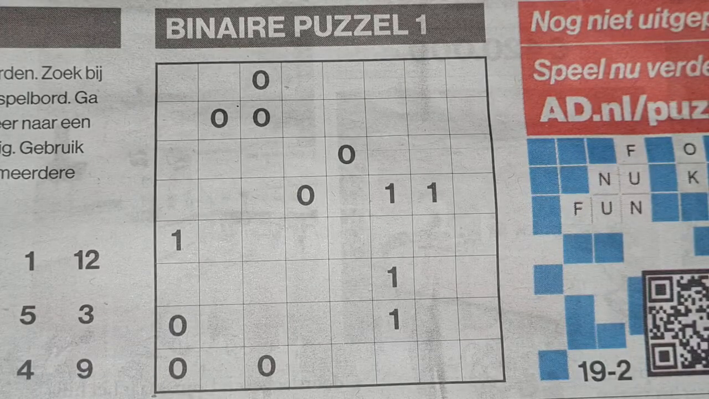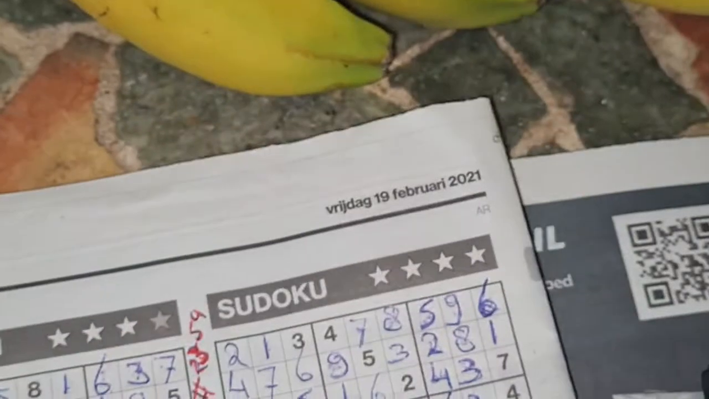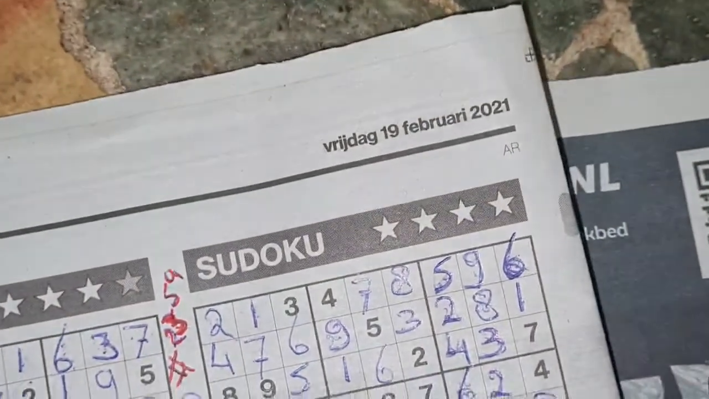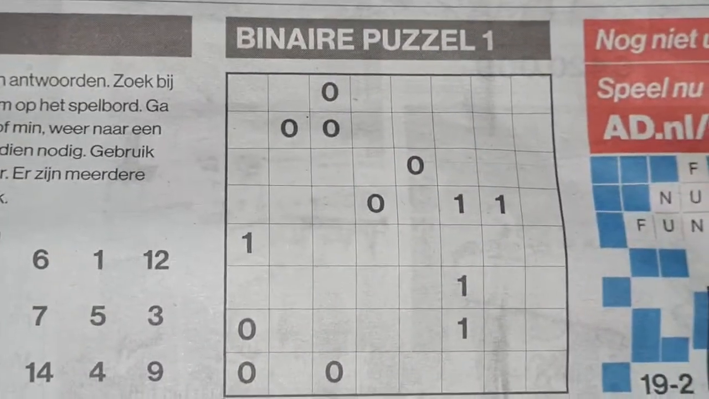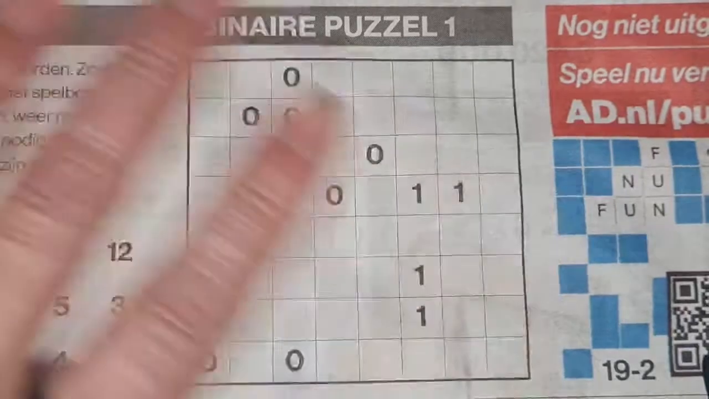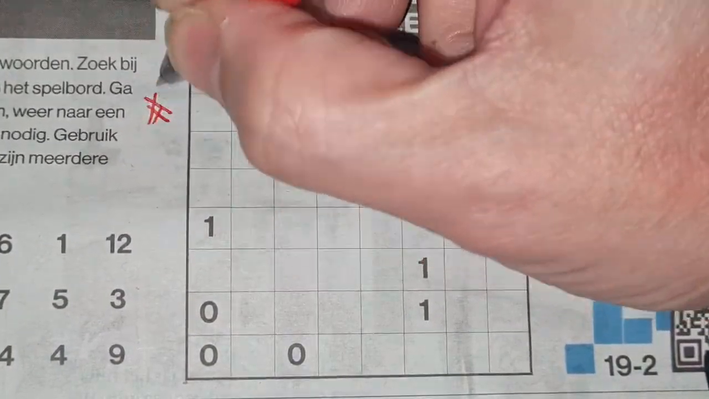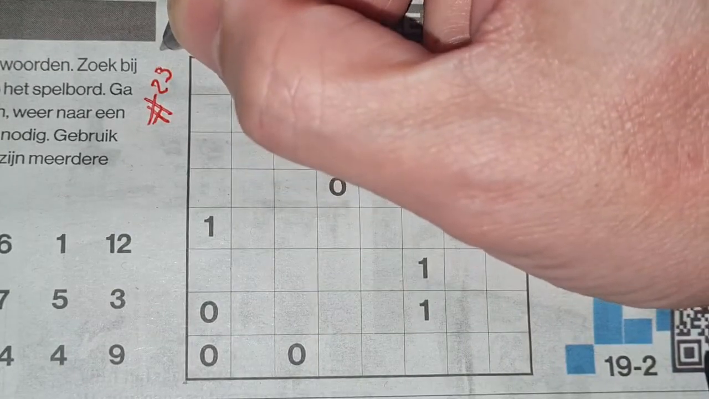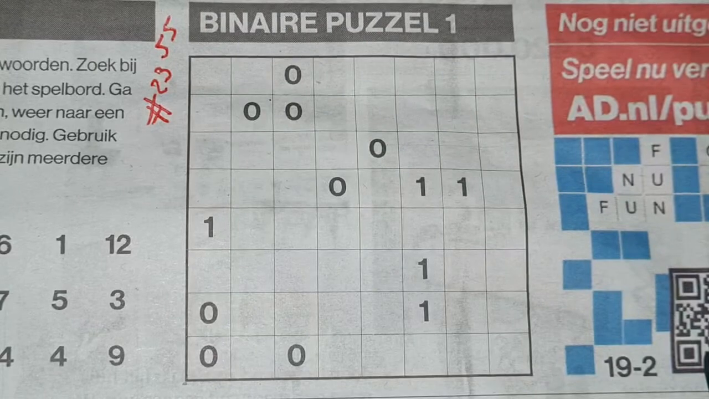The third Sudoku or puzzle in this additional of today's newspaper of Friday. Yes, it's Friday, February the 19th, 2021. The third puzzle is a binary puzzle. This one will be number 2355. Alright.